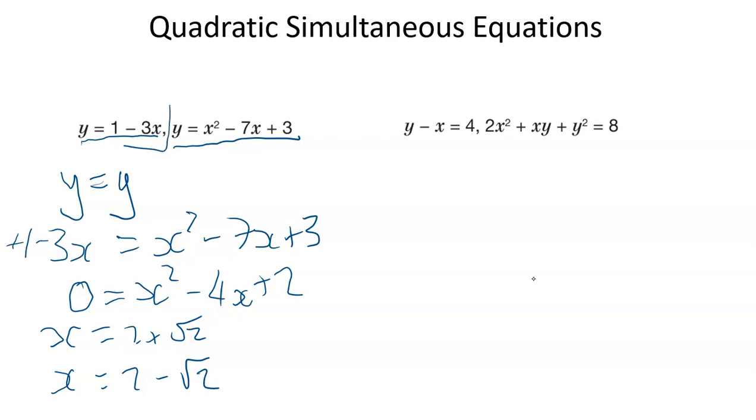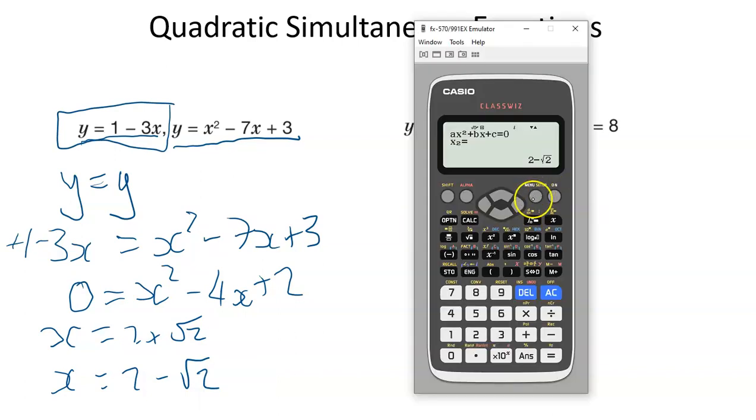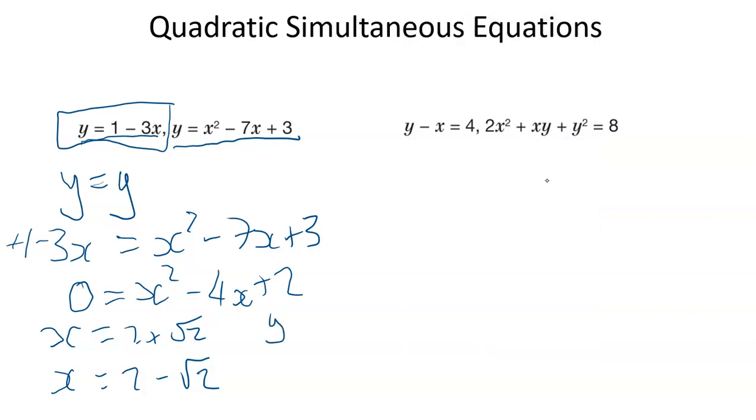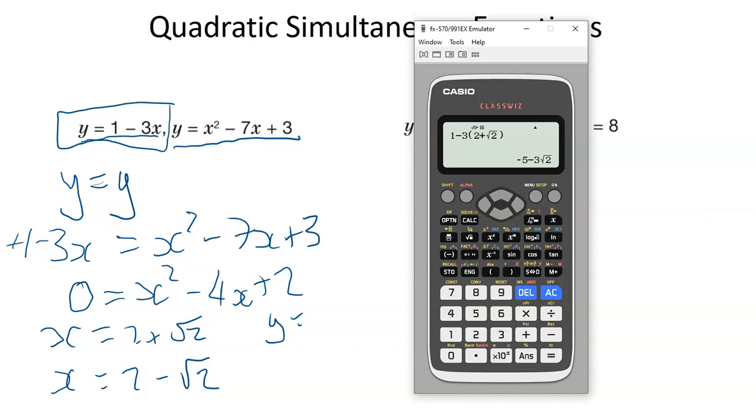As we've got a nice, sensible linear equation here that tells us what y is, we can now just substitute this in. So come up here and say that y is 1 minus 3 times, and we put in 2 plus root 2 for this one. There we go, make sure the bracket's on the outside. So all we've done is substitute this value in as the x value, and we get a y value of minus 5 minus 3 root 2.